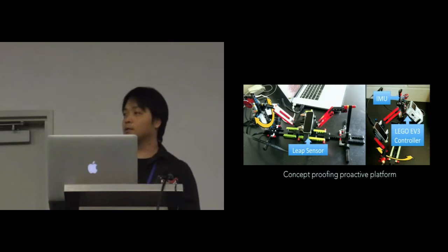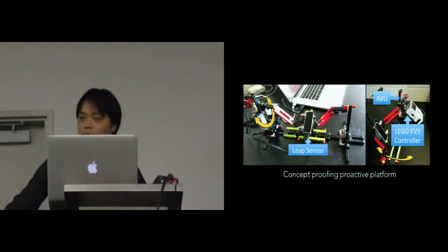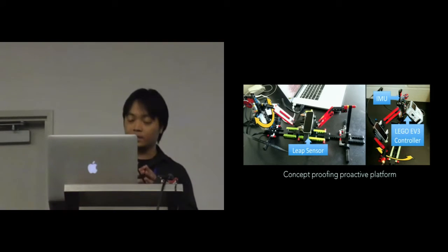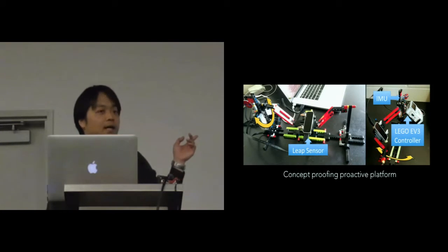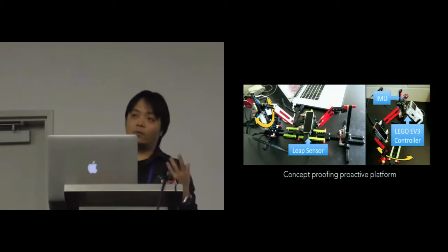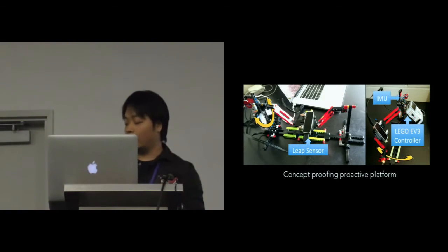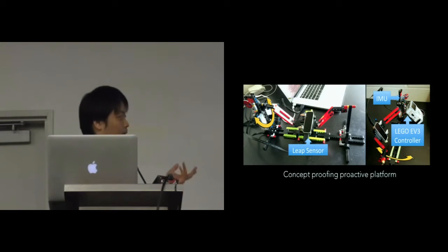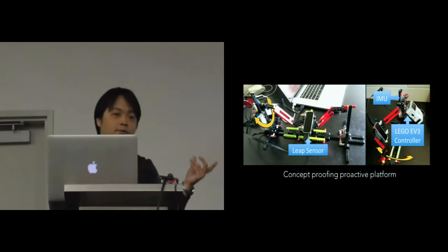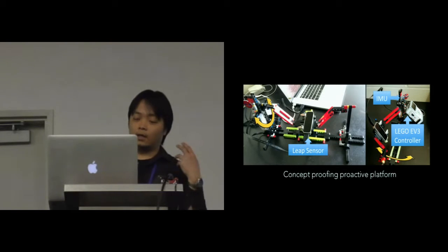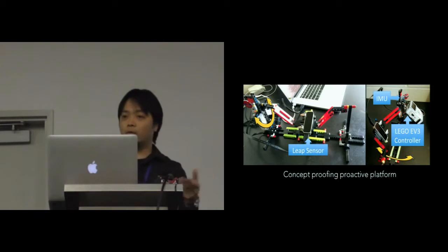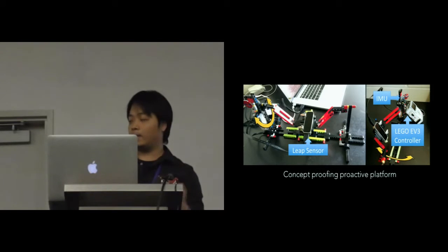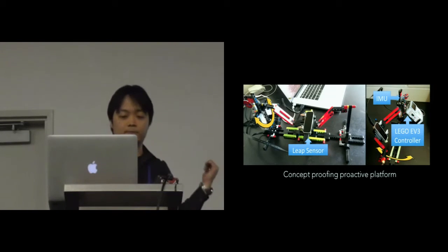concept proofing platform. We built it with Lego bricks. Up there is an IMU, and we use the IMU to know the current configuration of the sensing. And we have the Lego EV3 controller as the transceiver so that we can drive the motor of this proactive platform, or gain data back from this active platform.